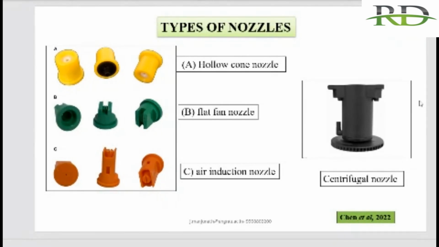The air induction nozzle and hollow cone nozzle are used for spraying live materials like Trichogramma. We can spray these with these nozzles. These are the four nozzles used especially for drone spraying in agriculture. Next.